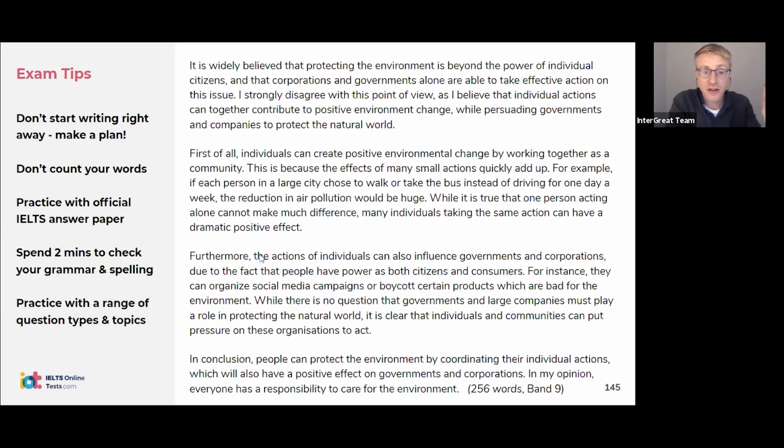If you just say, well, I believe this because of this, for example, you're not really developing each of those ideas, you're just writing a list. Whereas if you can show that you're taking your main idea, giving a reason to support that main idea, giving an example to support that reason, and then giving another point of view that's connected to your main idea, that's really good idea development. If you can do that well, you're pretty much guaranteed to get a high score for task response. So that's why we introduce this structure.